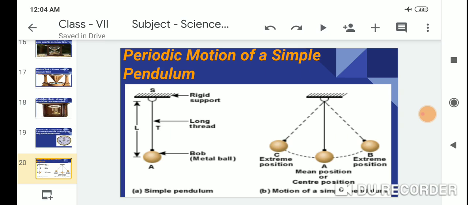Periodic motion of the simple pendulum. First, the simple pendulum is at its first position. The bob is a metal ball, attached to the support with a long thread-like structure. The second is timing, which is a periodic motion. A is the main center position, B is the extreme position, and C is the other extreme position.